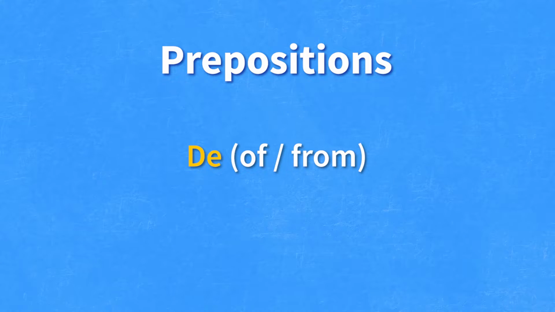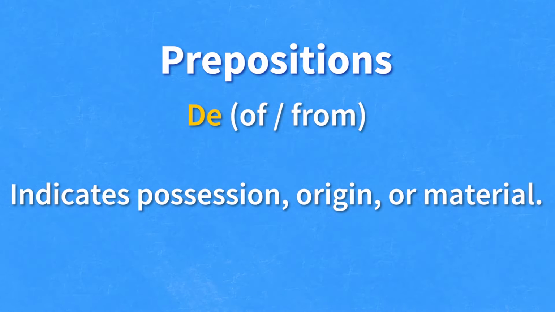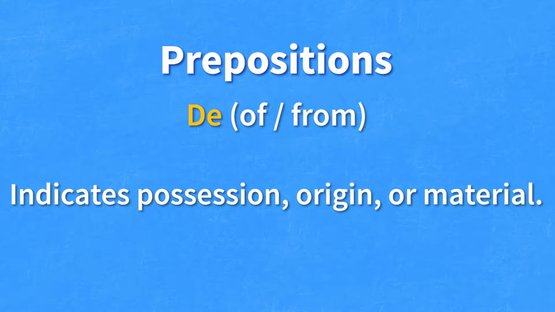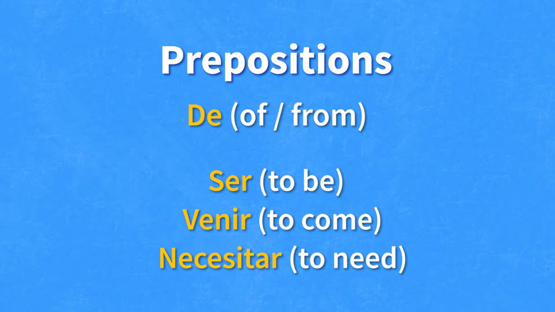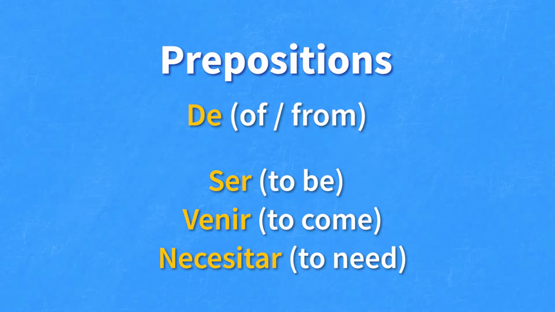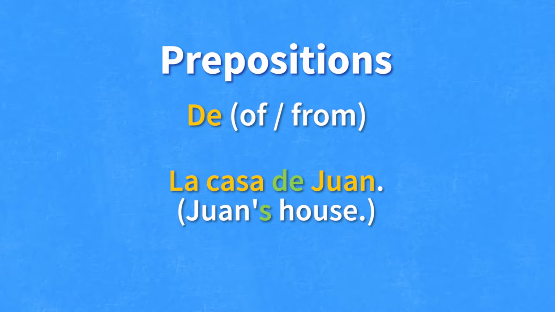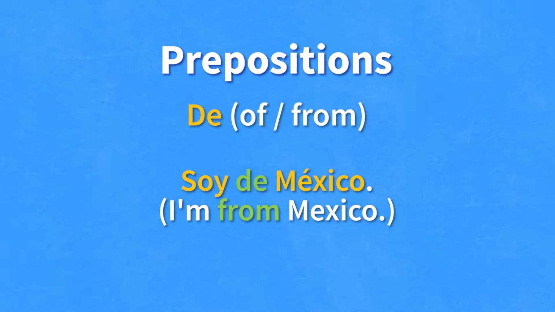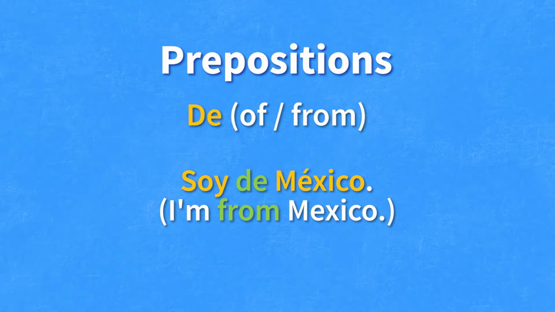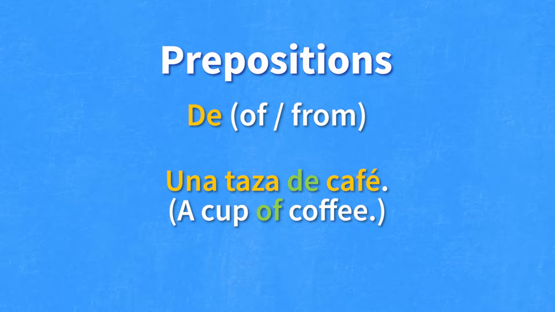De means of or from. It indicates possession, origin, or material. It is commonly used with verbs like ser, venir, and necesitar. For example, la casa de Juan, Juan's house. Soy de México. I'm from Mexico. Una taza de café, a cup of coffee.